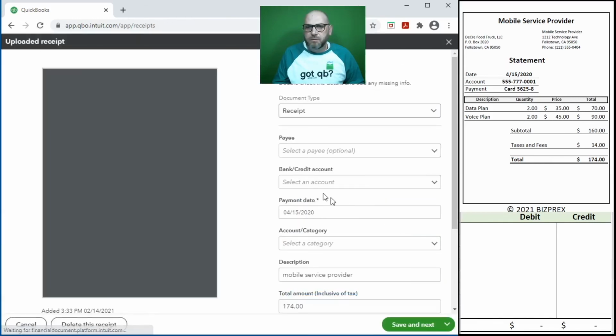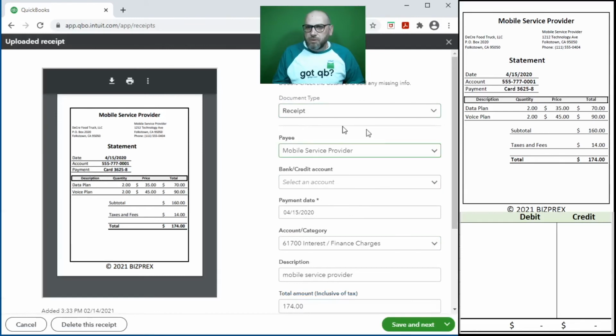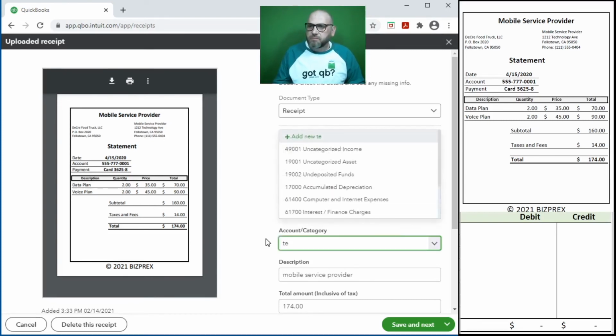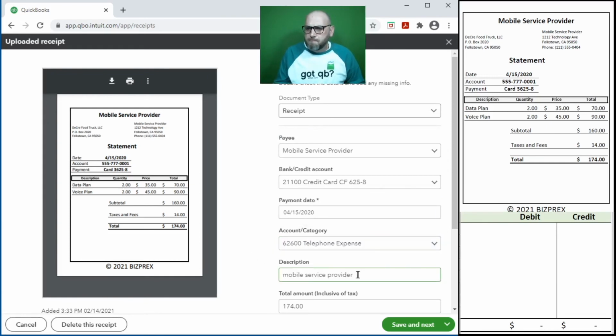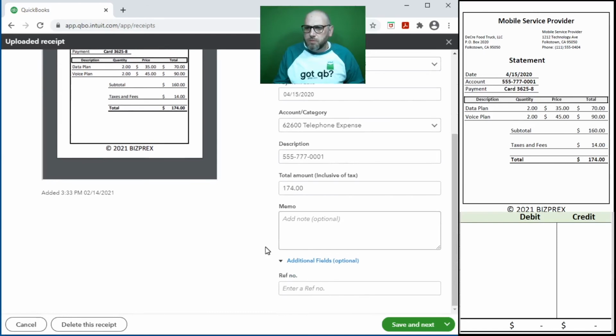Okay, here it is. Oh, wow, cool. It picked up the mobile service. So again, occasionally it does a good job, but we have to make sure that we review it and that everything is booked correctly. In this case, it's a credit card. Okay, this is correct. It's not interest, so it's telephone. Okay, amount is correct. Good to go.